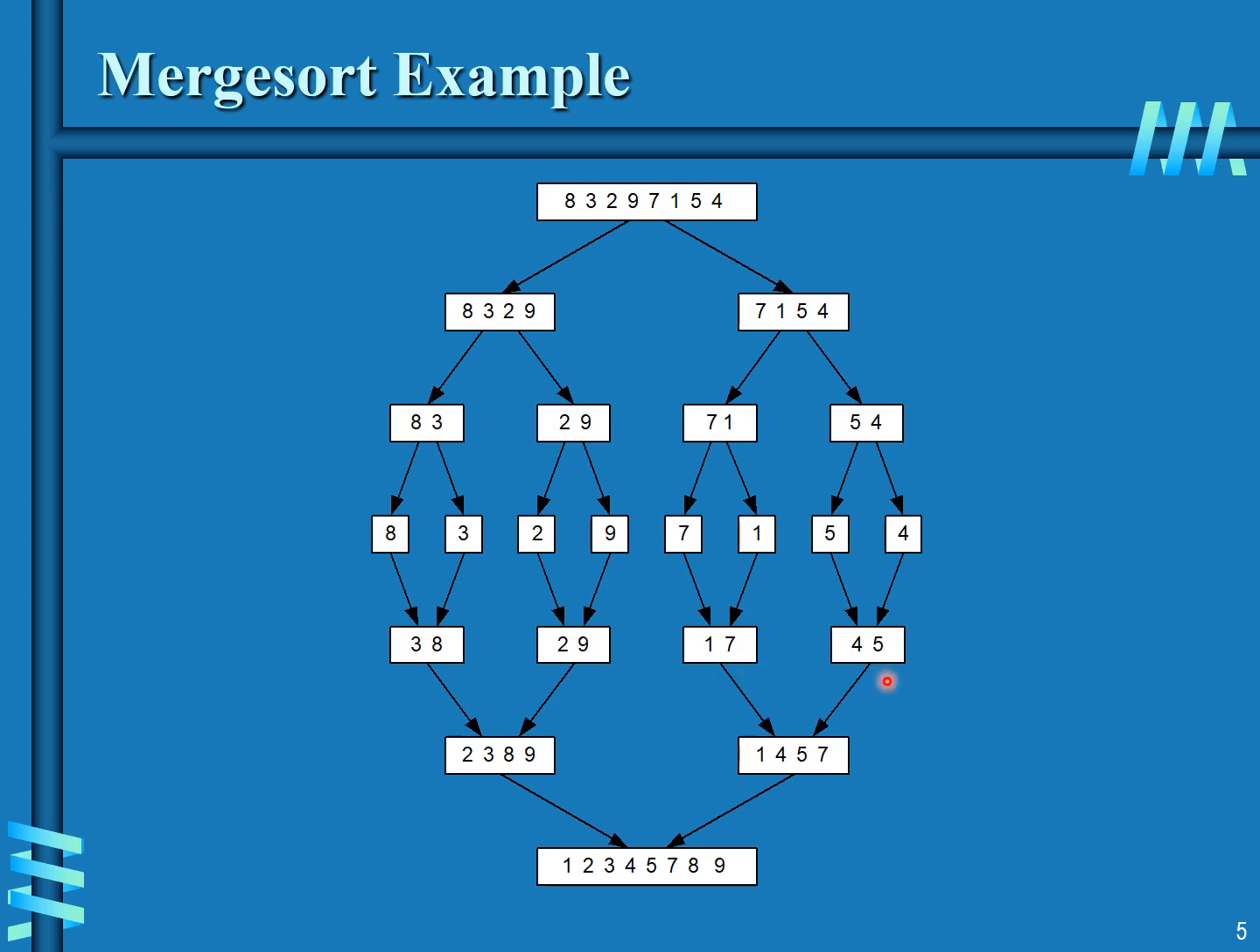Again these two subarrays will be merged: 1, 4, 5, 7. Again these two subarrays will be merged. Obviously, when you are applying the merge, both the arrays should be in sorted order. So then we'll get all the elements in sorted order.